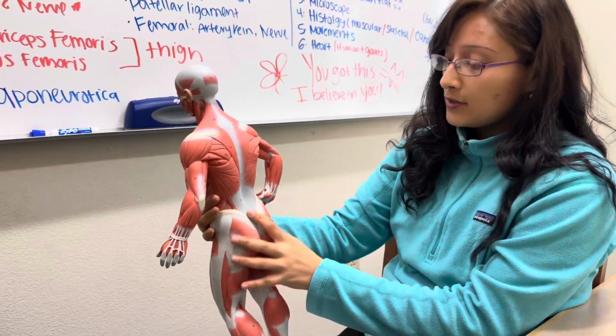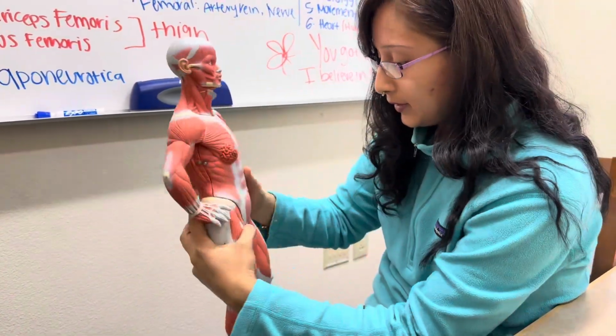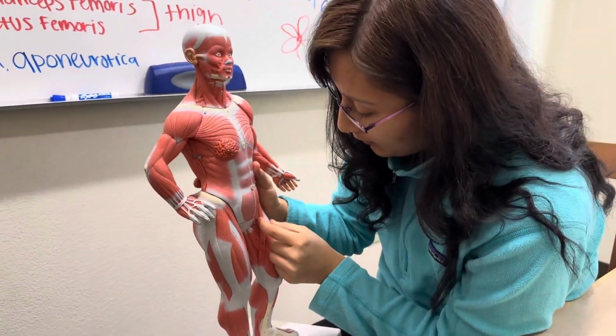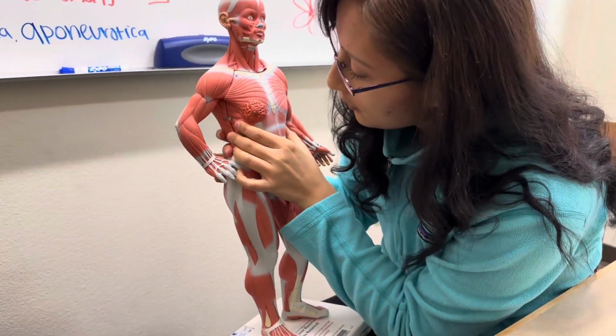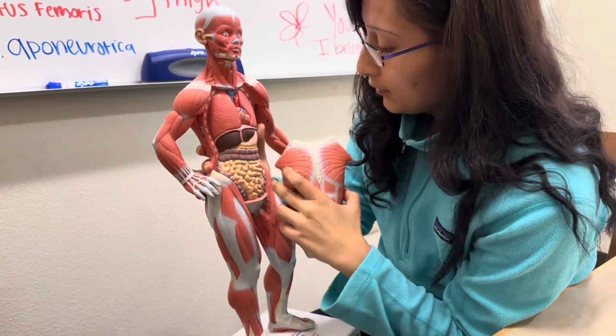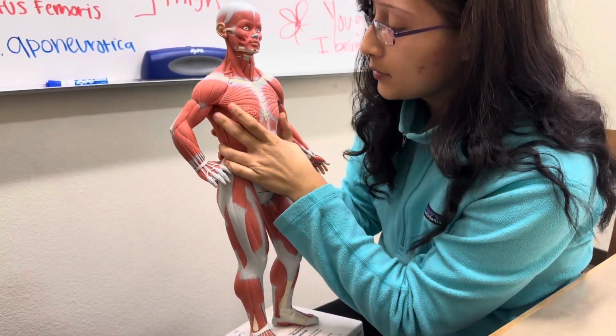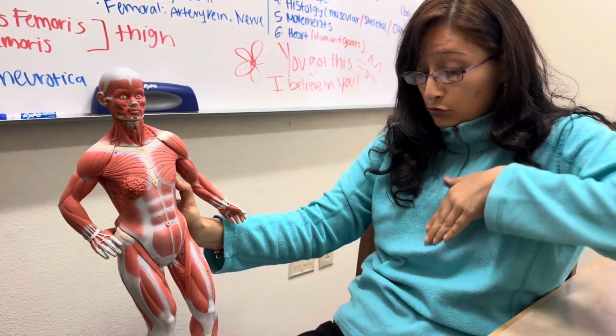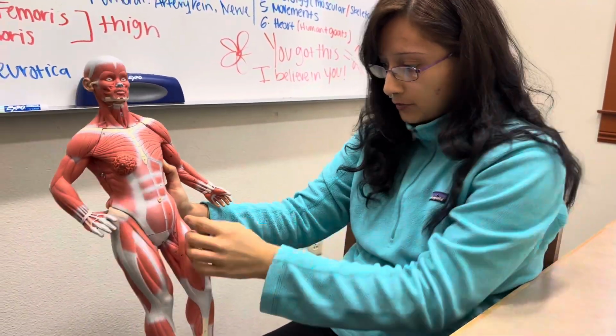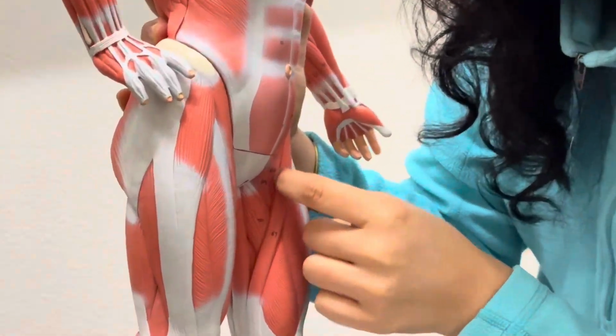Now we have the iliopsoas. The iliopsoas is right here, number 68. You can't really see it in this model. There is a figure in class where you can see the iliopsoas through the vertebrae, but it's actually this muscle right here. So this is the iliopsoas.